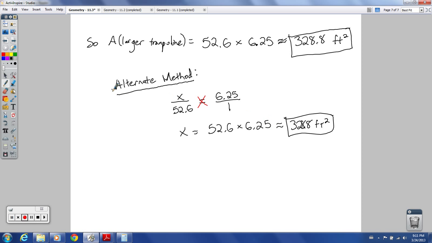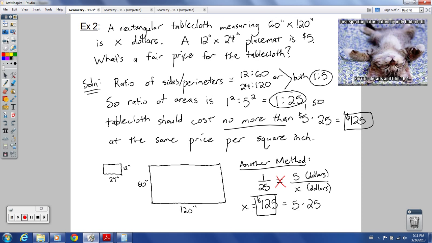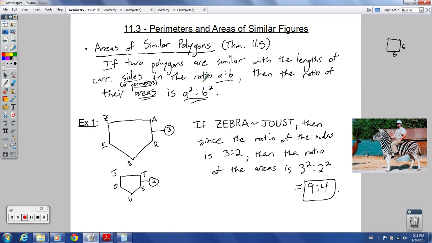Alright, so that will do it for us for this lesson. Just remember the big thing, the big guy, the big kahuna here. A to B is the ratio of the sides or perimeters. The ratio of the areas will be related in this way instead, A squared to B squared. And go ride a zebra.